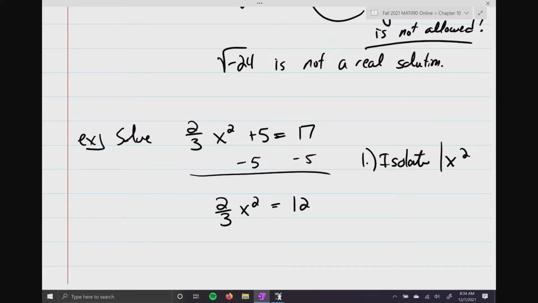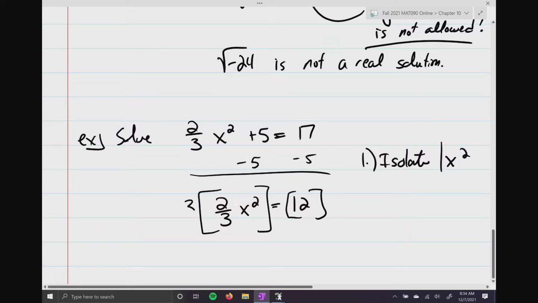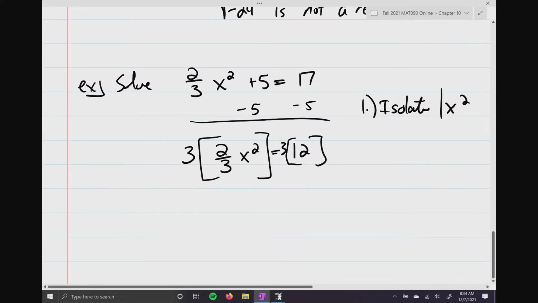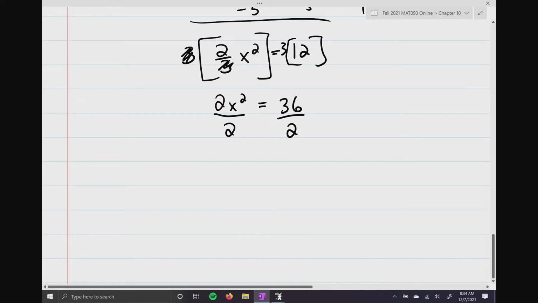Then I'm going to multiply everything by 3. On the left-hand side, the 3's reduce. That gives me 2x squared equals 36. Then I'm going to divide both sides by 2 to give me x squared equals 18. So now I finally have my quadratic term isolated. Step 2, square root property.